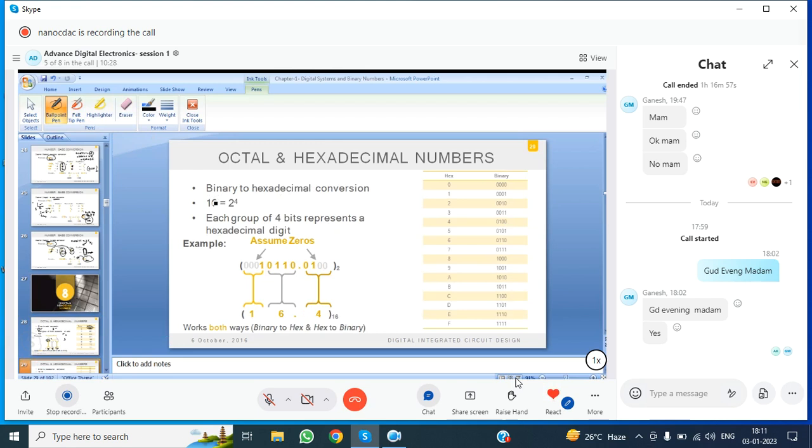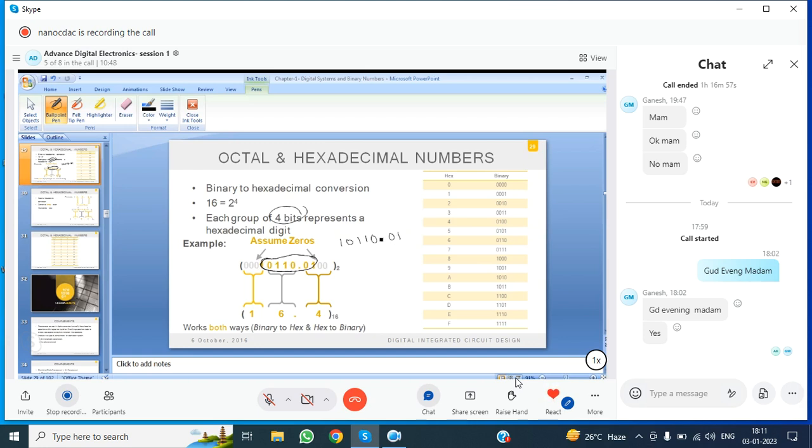Now the next thing is binary to hexadecimal conversion. What you will do is make a group of 4 bits. Let us suppose this is a fraction that is given.